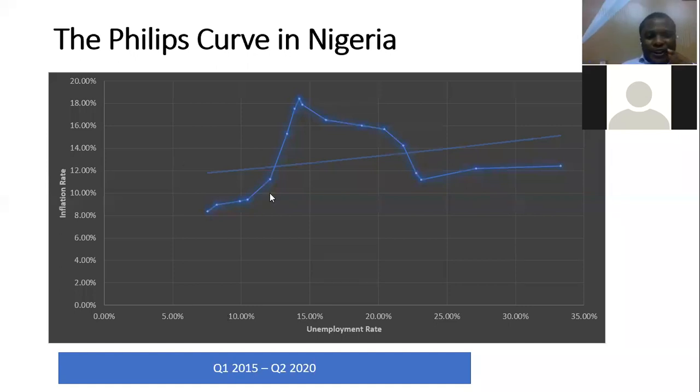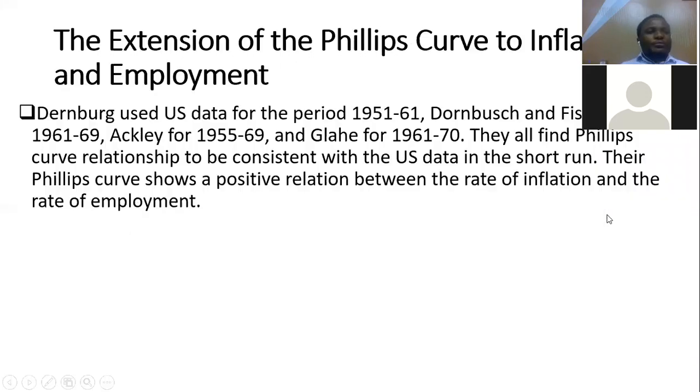So for Nigeria, what you can see is that the relationship between inflation and unemployment rate is positive. That means the Phillips curve does not hold in Nigeria within this period I have examined, okay? Now, let's look at the extension of the Phillips curve, because this is where that is very important.